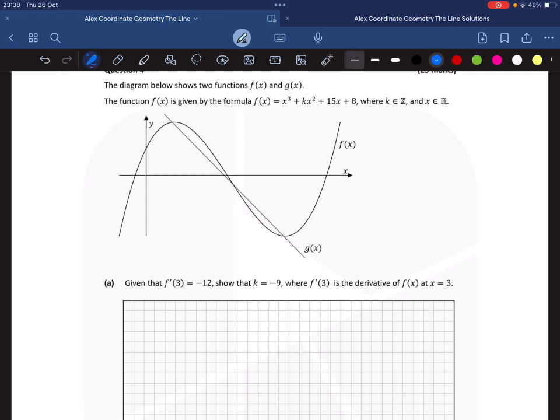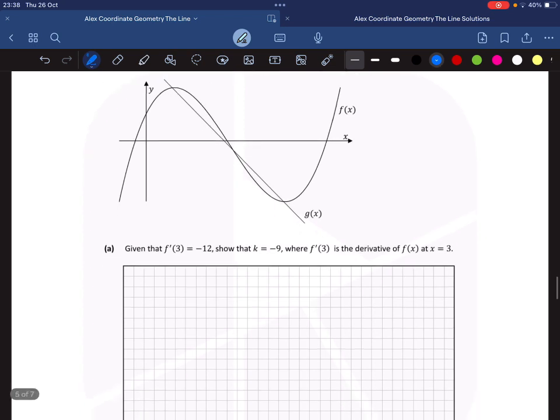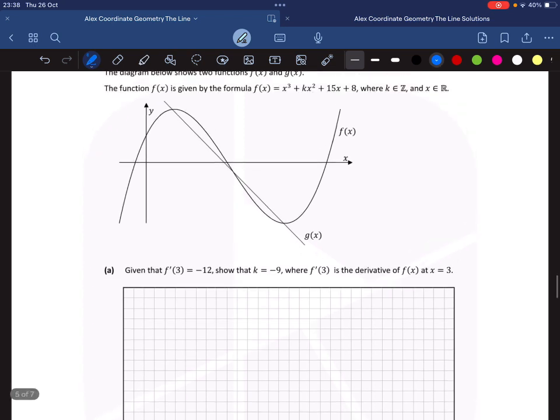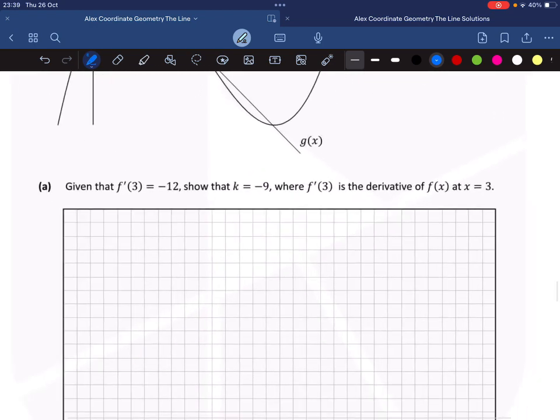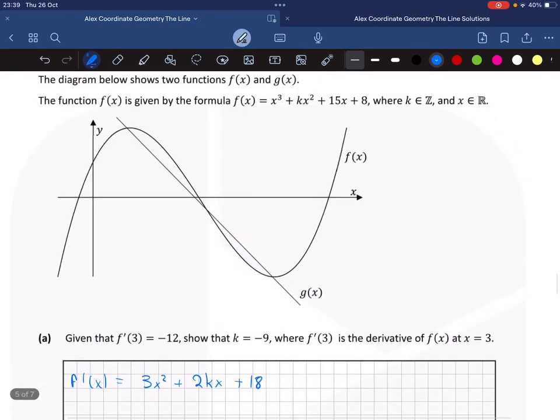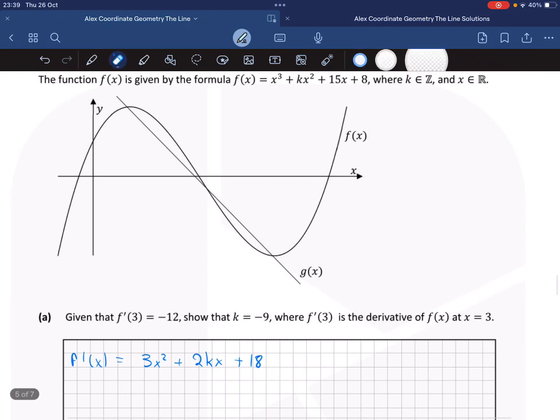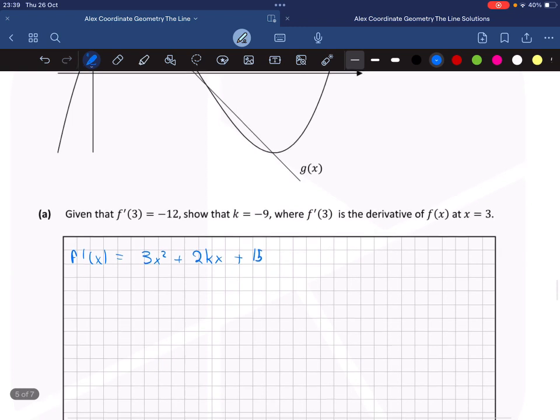So what's that saying? When I find the derivative of f of x and I sub in 3, I get negative 12. And more importantly, whatever the value of k is, it then equals minus 9. So I can solve for k. So, first of all, f prime of x, when we figured that out, was going to be equal to 3x squared plus 2kx plus 15, apologies. Now, it tells us that when I sub in 3, I should get negative 12.